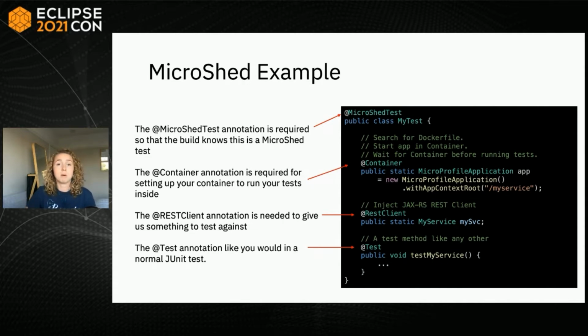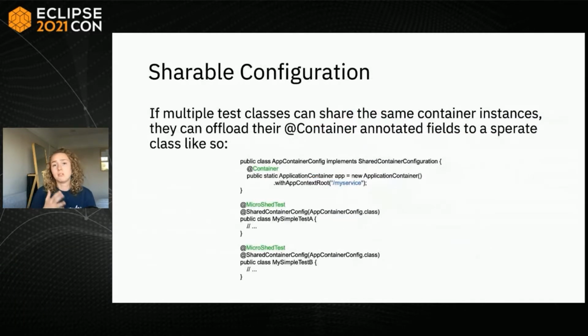Well, actually, the great thing about Microshed testing is that you can use something called shareable configuration. If multiple test classes can share the same container instances, depending on configuration, they can offload their @Container annotation, the one that helped us set up that container to be able to test in. They can offload that annotated field to a separate class and end up sharing a single container while we're testing multiple test classes. So you don't necessarily have to have a container per test class. You can share them, thus sharing those resources, cost, money, energy, etc.